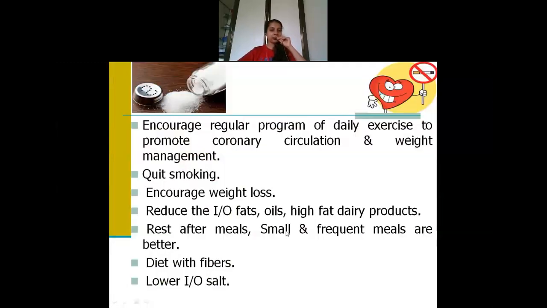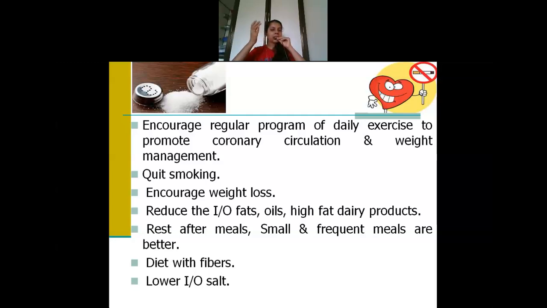Next, advise the patient regular exercise, because regular exercise will reduce the weight of the patient and help to improve the blood circulation. Quitting smoking is essential, because whether it is tobacco or cigarette smoke, they have nicotine in it, which is very harmful for the endothelium. Next, encourage the person to reduce weight.